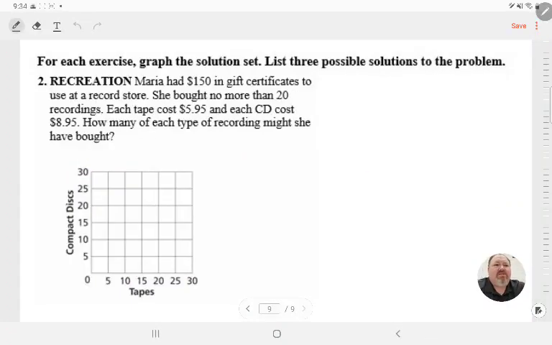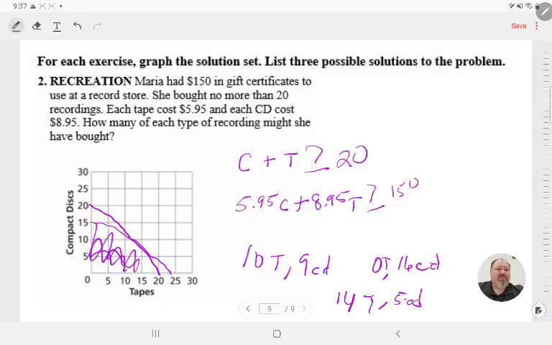All right. So you try this next one, come back, and let's see how you did. There you go. Check your answers and see if you're correct.